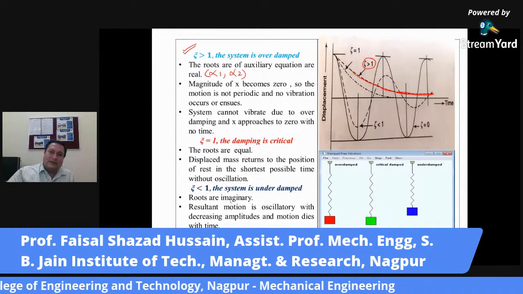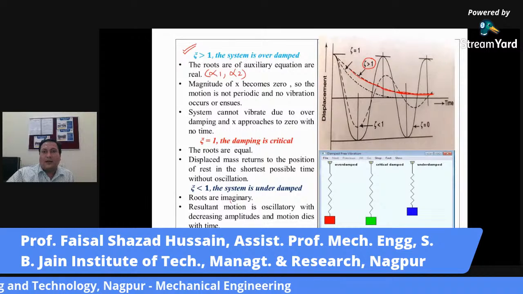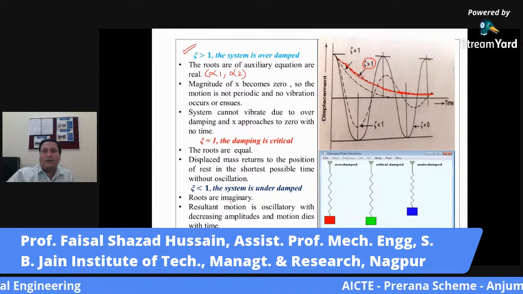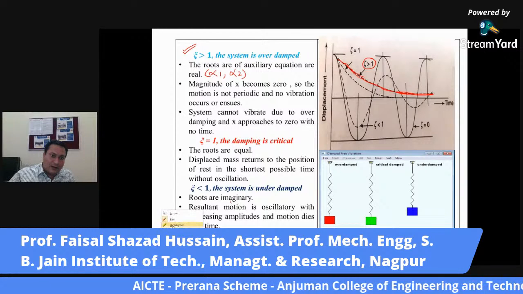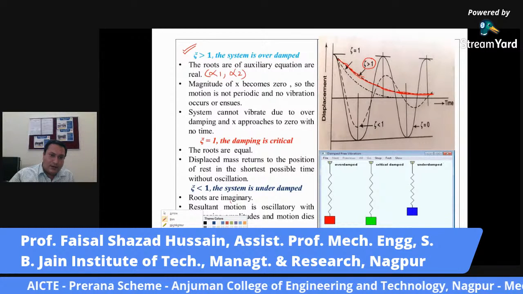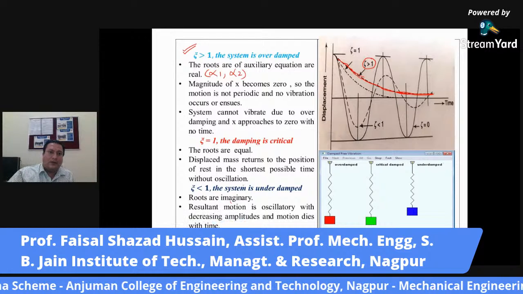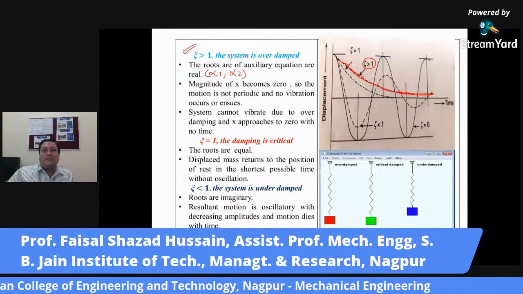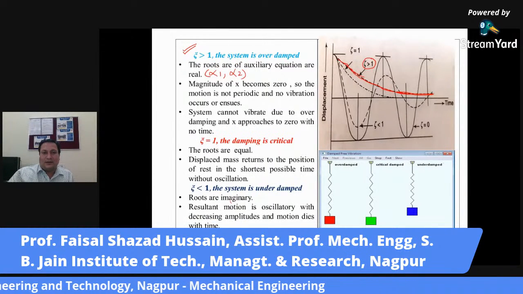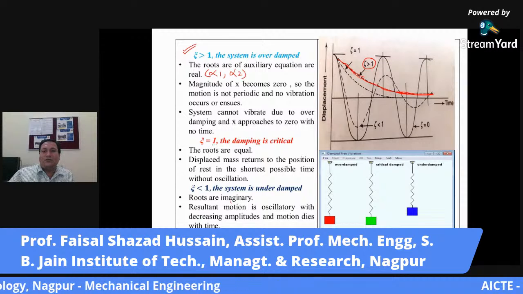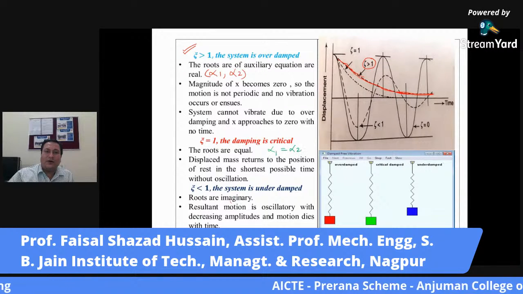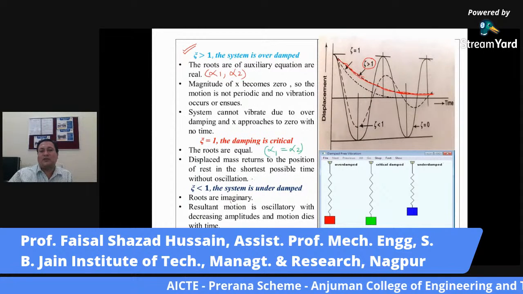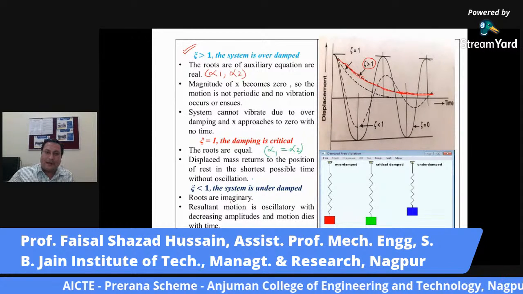Now second is when damping factor equal to 1. Now here, if damping factor is 1, damping ratio is 1, it means the roots are equal. Equal means alpha 1 is equal to alpha 2, the roots of auxiliary equation are equal.